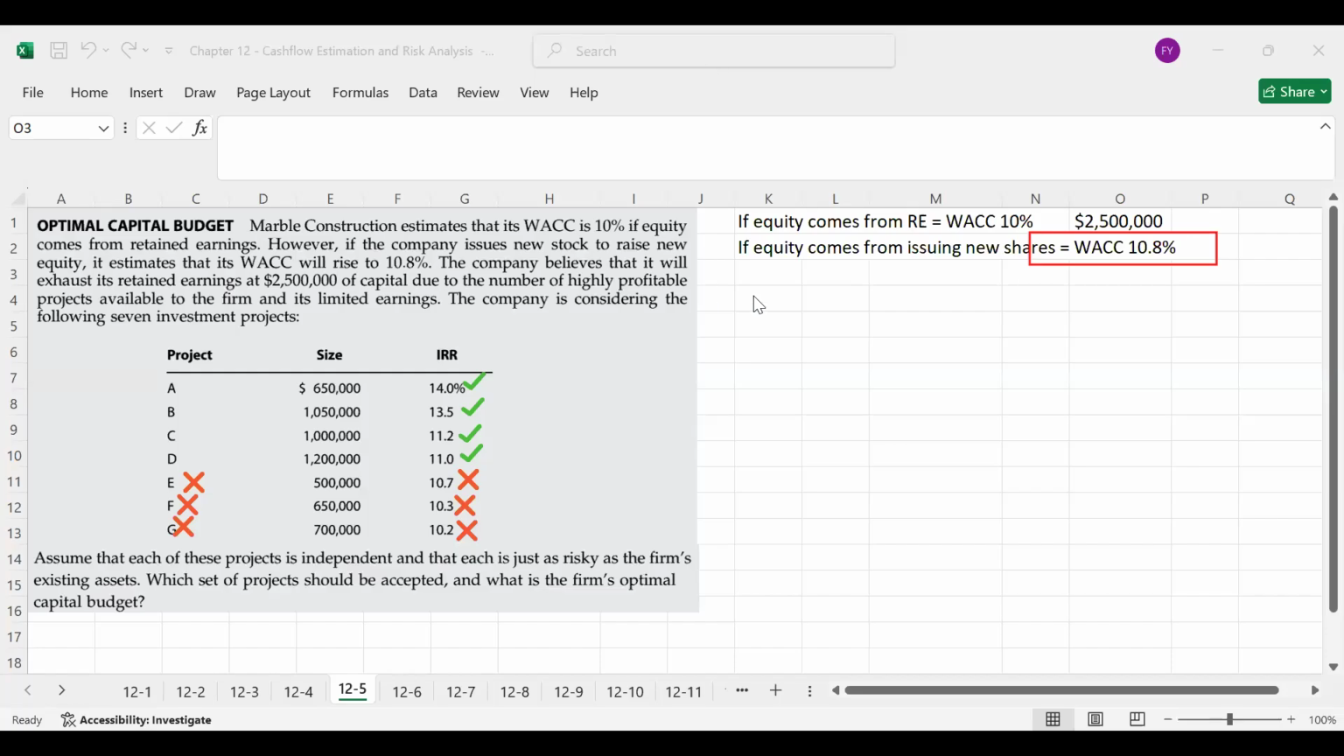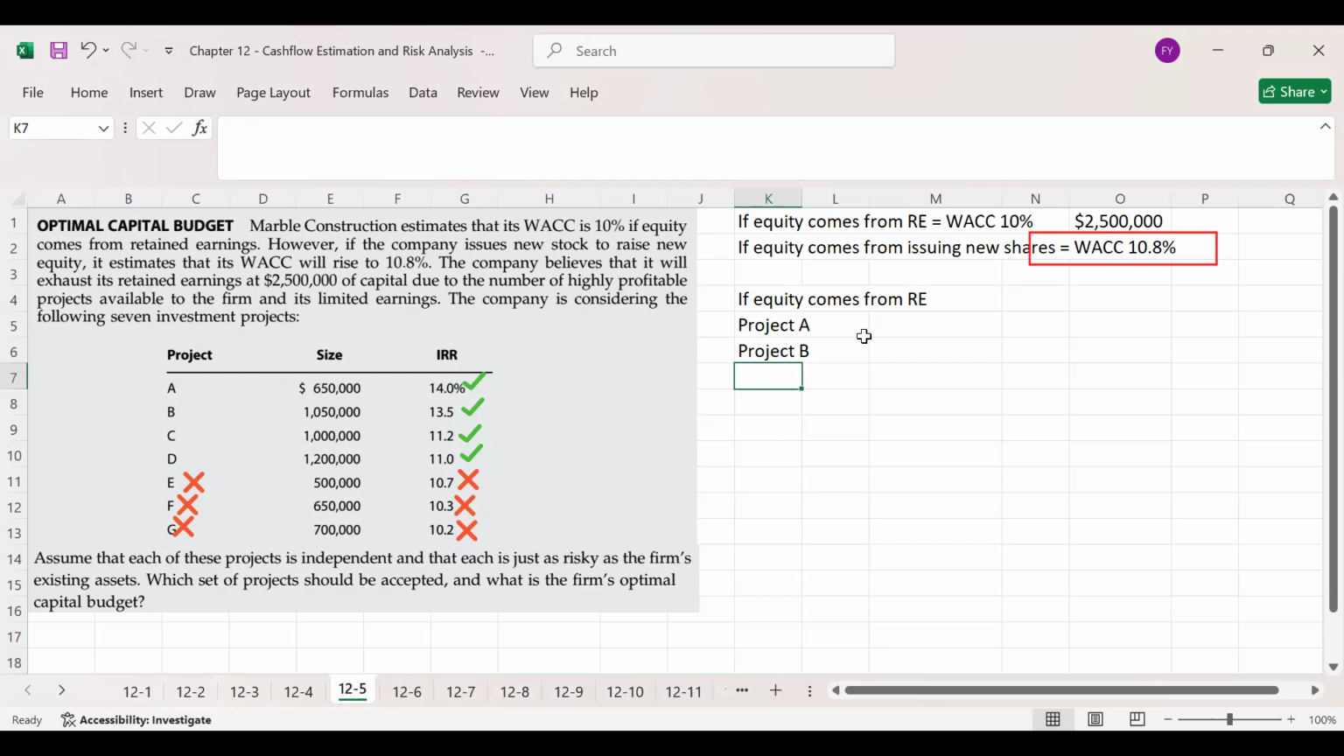So the first thing, if equity comes from retained earning, do remember that we have limited capital, which is 2.5 million. So in this case, we can finance only project A and project B because you can see the size of the investment.